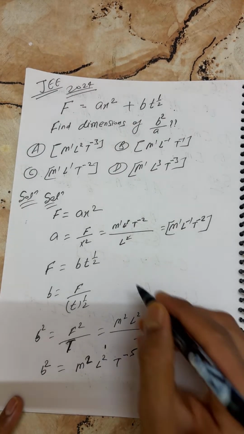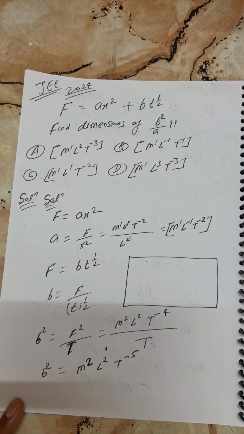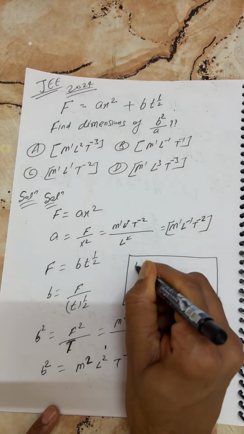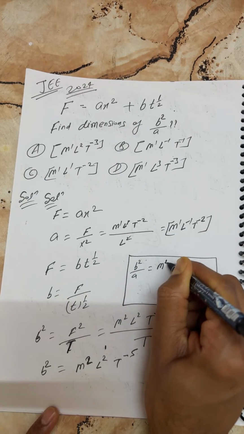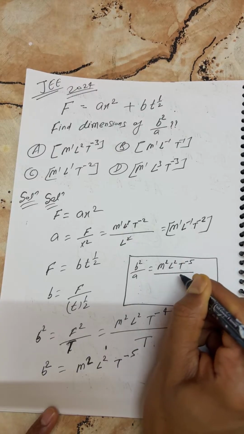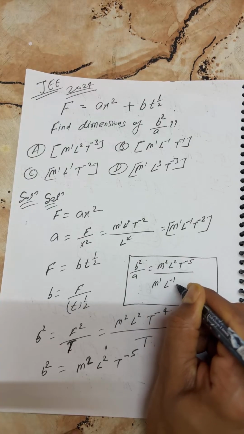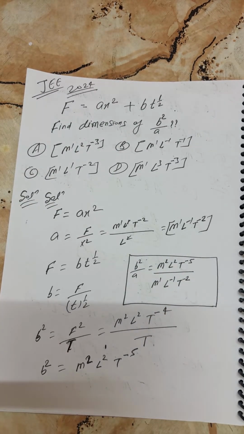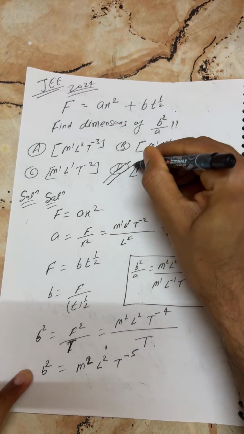Last part of the question, I'm doing here. This is B square by A. B square is already here: M to the power 2, L to the power 2, T to the power minus 5. And what is A? M1 L minus 1 T minus 2. So this is M1 L minus 3... M1 L3. Option D is correct.